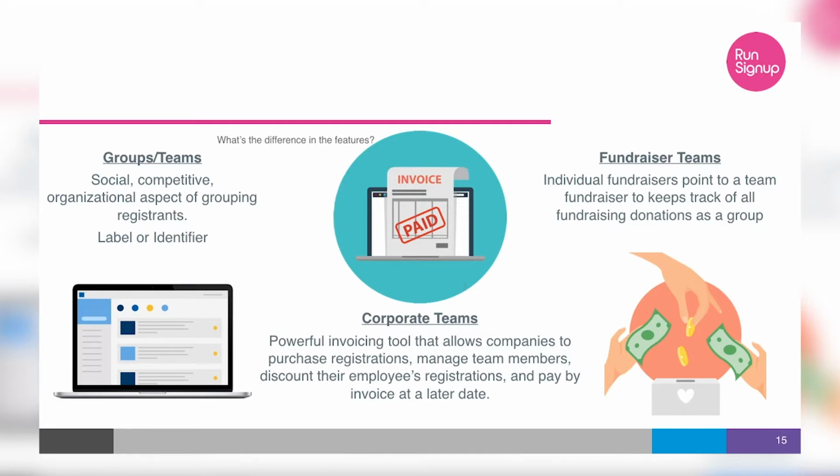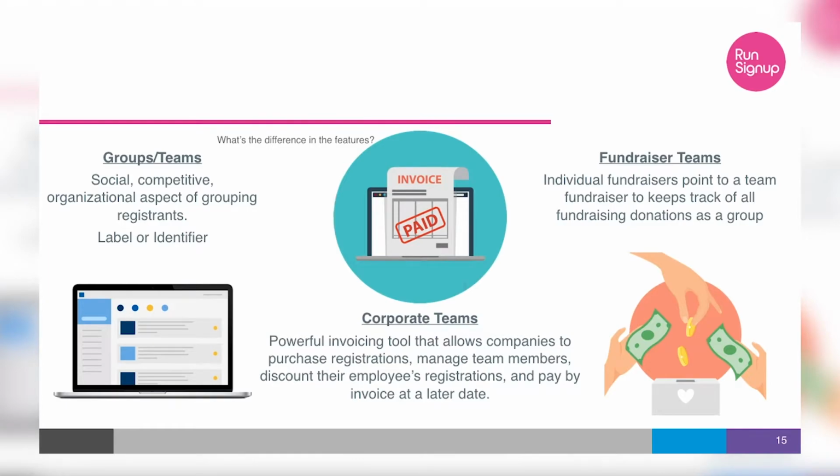And your corporate teams, which again is more of a powerful fund or an invoicing tool. The general rule is, if 25% of your group or your race is going to be coming from corporations that are willing to participate, that's a good rule of thumb to think that corporate teams is the right tool for your race.